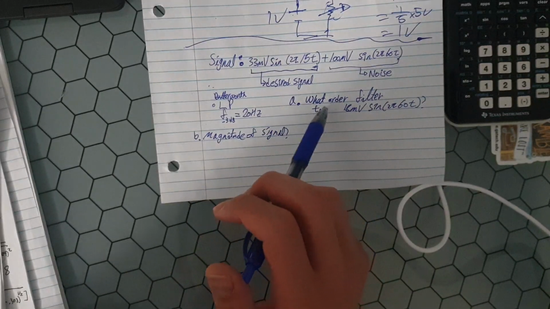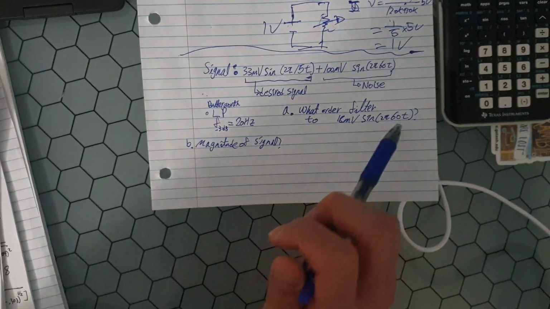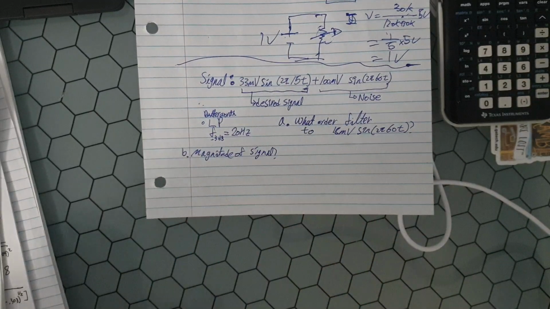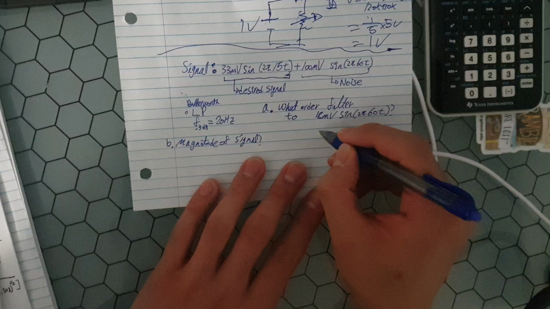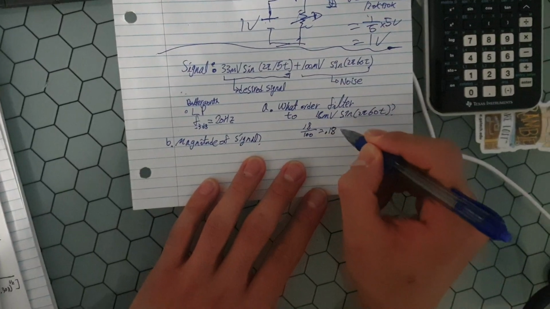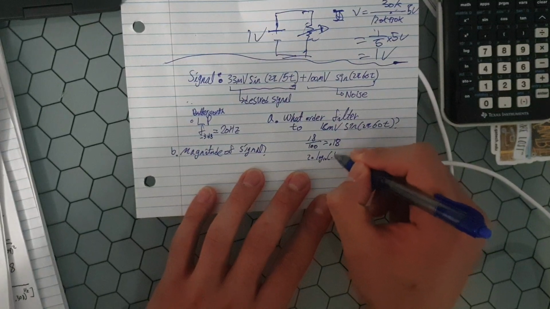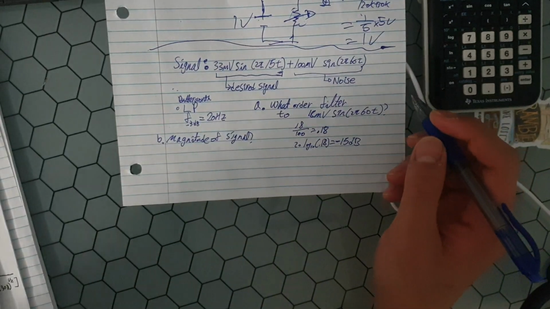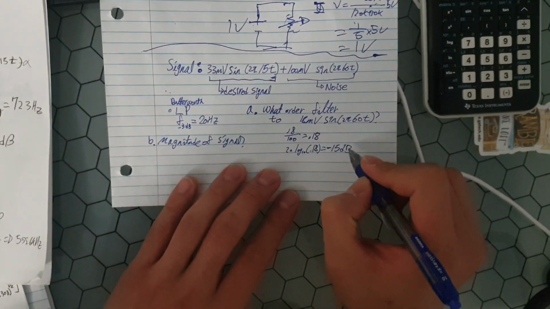So question A is, what order of filter do we need to reduce the noise down to 80 millivolt sine 2 pi 60t? We have noticed that going from 100 millivolt to 80 millivolt means the gain, the output over input, is 80 millivolt over 100, which is 0.8, and if you do 20 log to the base of 10, 0.8 is going to be about -2 decibel. So that's what we want.